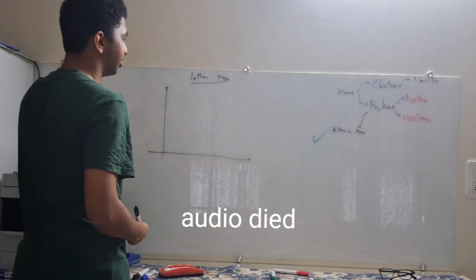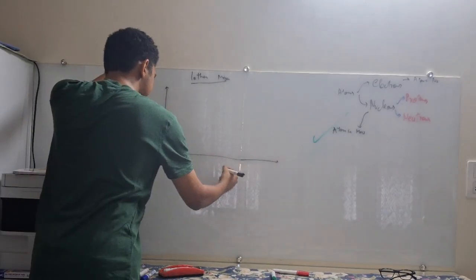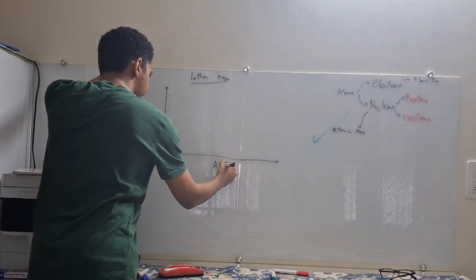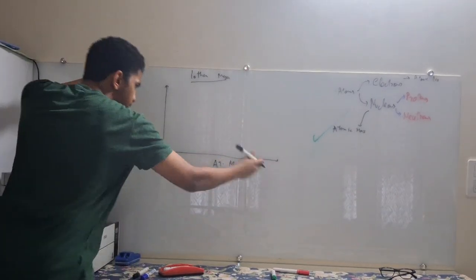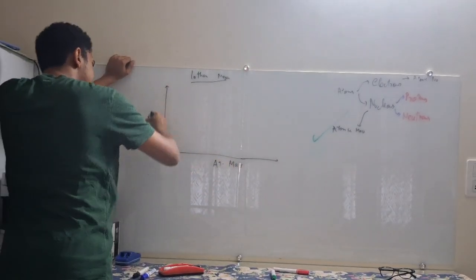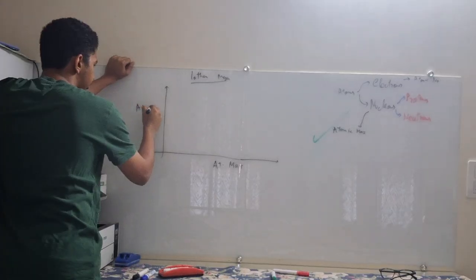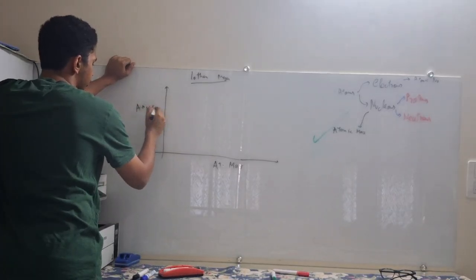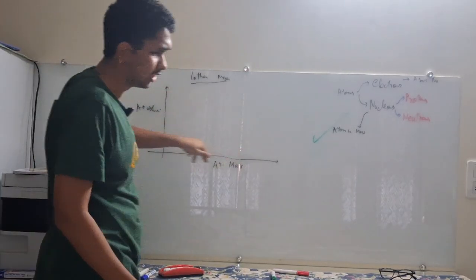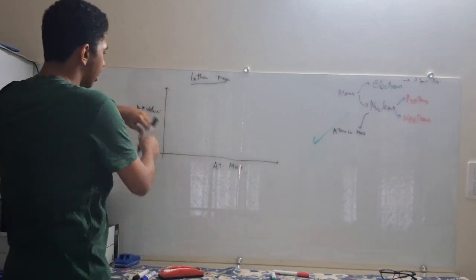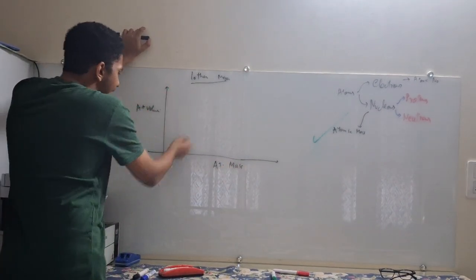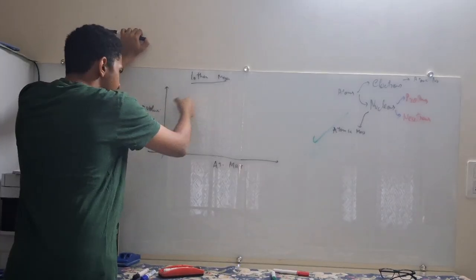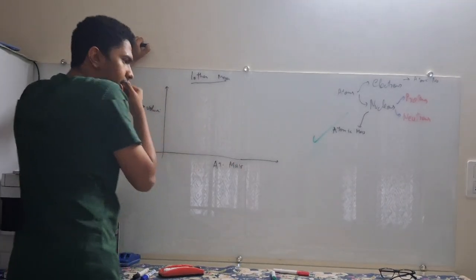And on the x-axis he put atomic mass. So यहाँ अगर तुम यहाँ जाओगे तो mass बढ़ेगा. And on the y-axis he put atomic volume. अगर तुम यहाँ जाओगे तो volume बढ़ेगा. अगर तुम यहाँ से यहाँ गए तो mass बढ़ेगा, volume बढ़ेगा, यहाँ से यहाँ गए mass बढ़ेगा, volume कम होगा.